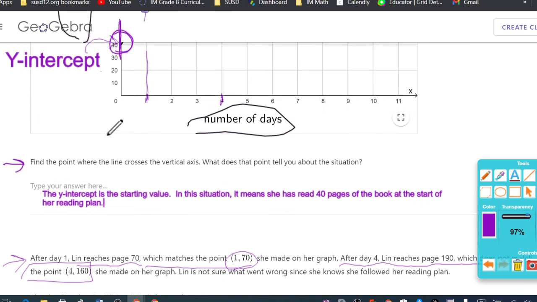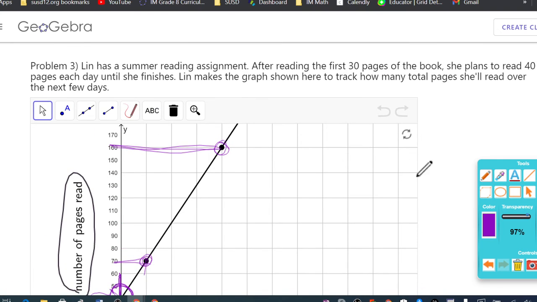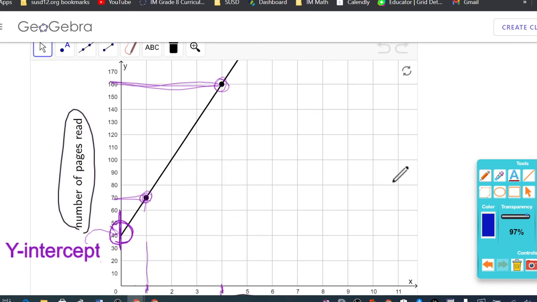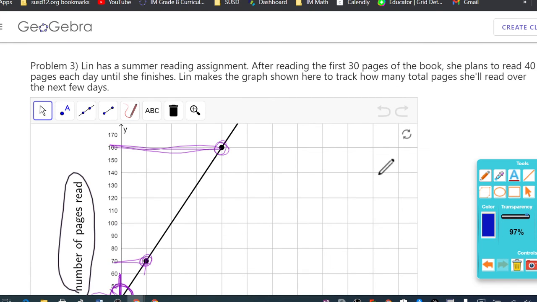Okay, well, Lynn's original plan, and let me change colors so it can stand out against my other marks. So in blue, it says after reading the first 30 pages of the book, she plans to read 40 pages each day until she finishes.